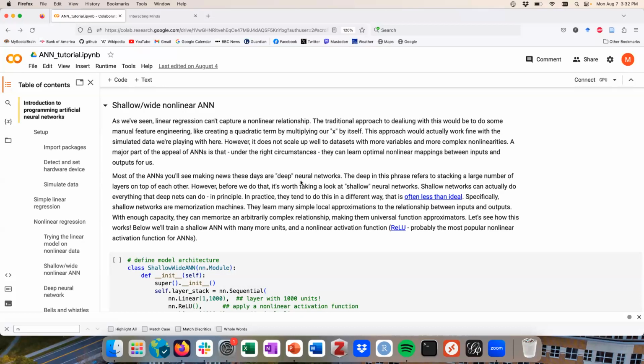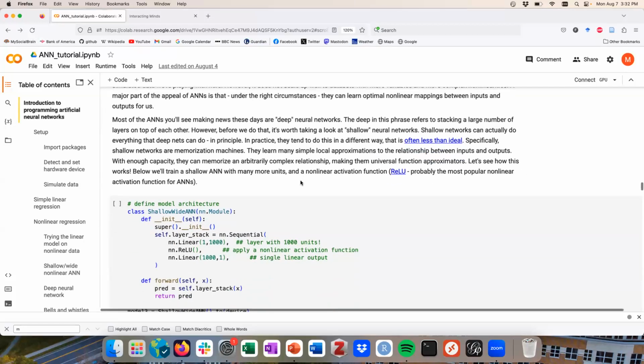If you're just trying to build, say, a useful computer vision model, this is probably not going to be the way you want to go about solving it. The deep networks instead, by stacking nonlinear transformations, can usually learn the same thing with fewer parameters, as we'll see.